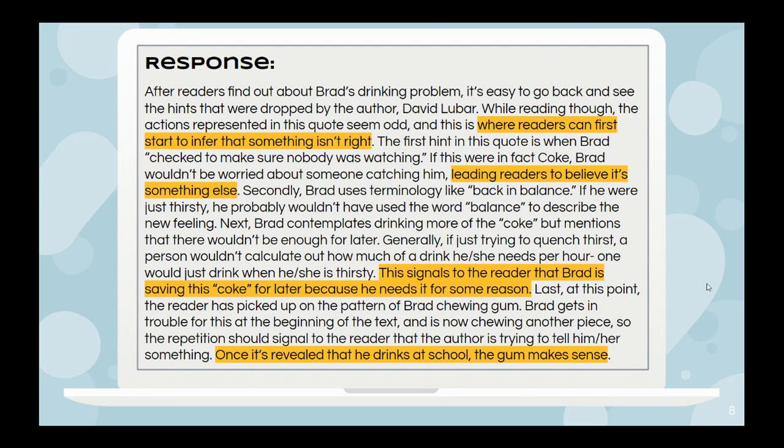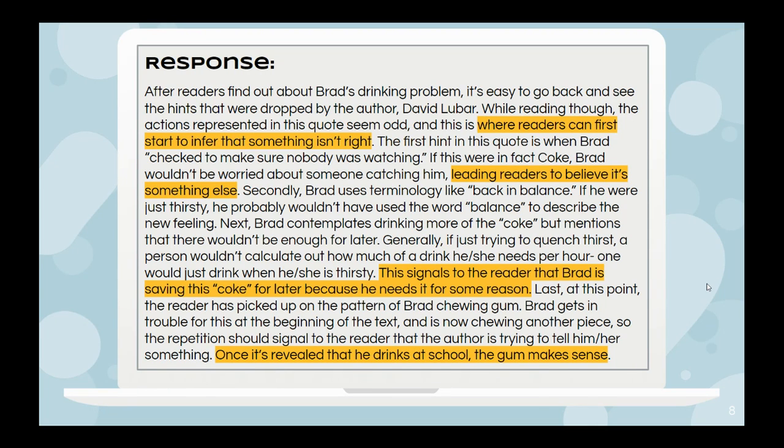Infer that something is going on. Infer that Brad has a drinking problem. So here we're saying readers can first start to infer that something isn't right. We still don't know he has a drinking problem, but we are inferring that something is weird here. Okay? That goes hand in hand with the next portion that's highlighted, leading readers to believe it's something else.